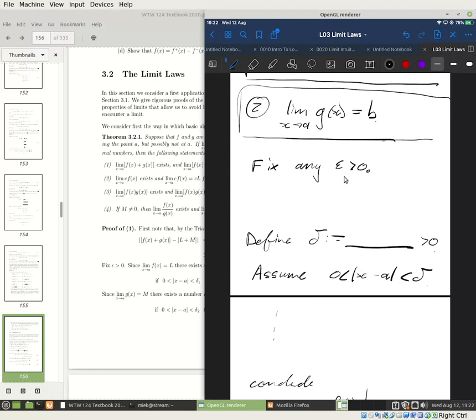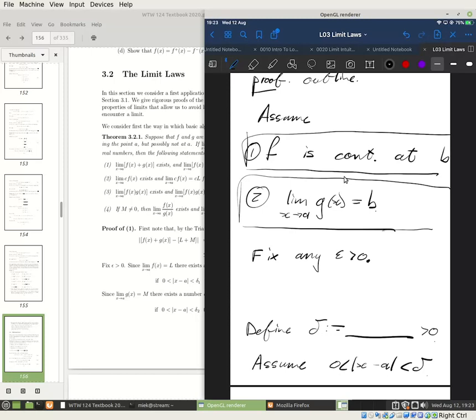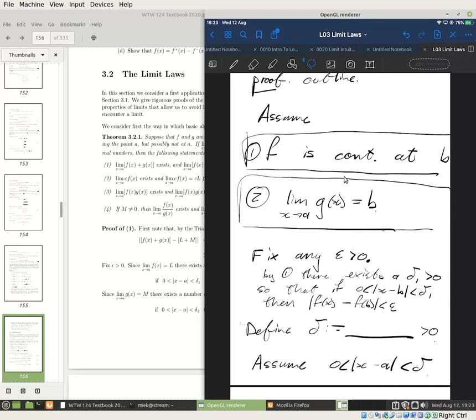So fix any epsilon, we will use this epsilon with f to get a delta. So by 1, there exists a delta 1 greater than 0, so that if 0 is less than |x minus b| less than delta 1, then |f of x minus f of b| is less than epsilon. And I need more space, so I will move this down.